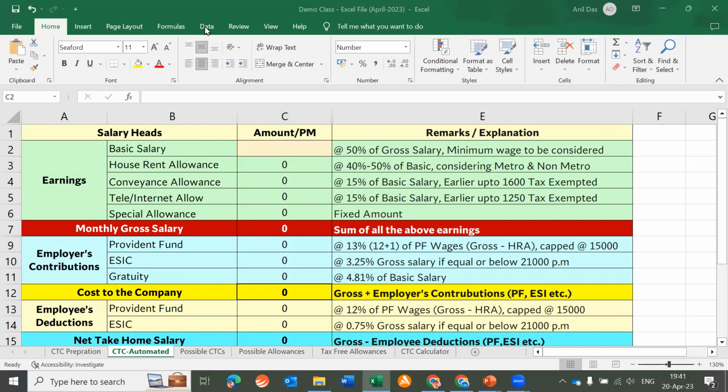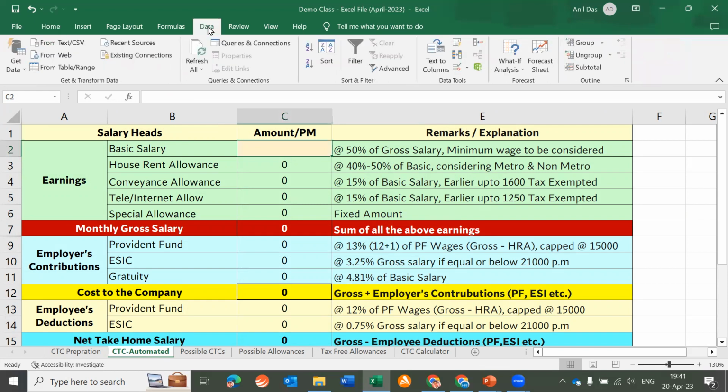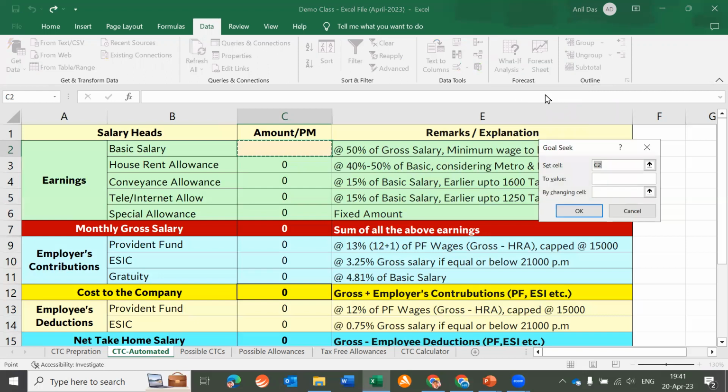There is an option by the name of data. Go into the data menu. Under data, you will have a menu by the name of what if analysis. Select that. What if analysis would be giving you 3 options. Select goal seek. Goal seek would be asking you 3 questions. Set cell means select the cell in which you're looking for a value. I have selected this cell, cost to the company. Second question which Excel is asking is to value, which means what is the value which we are looking for? We are looking for 25,000.